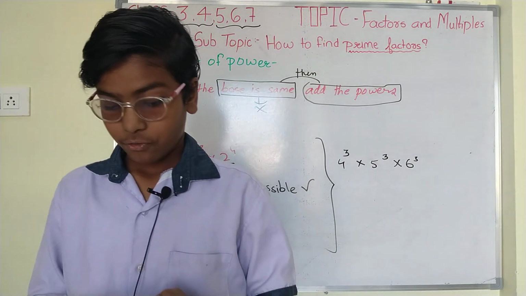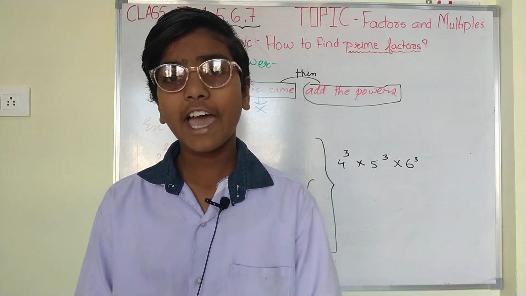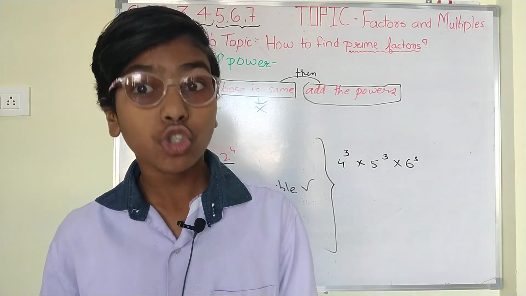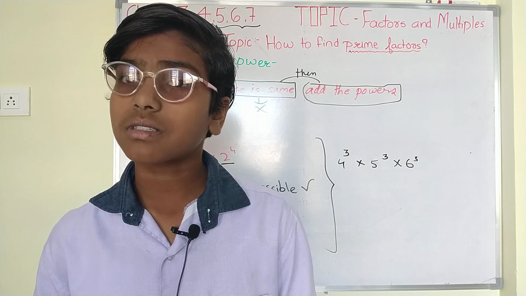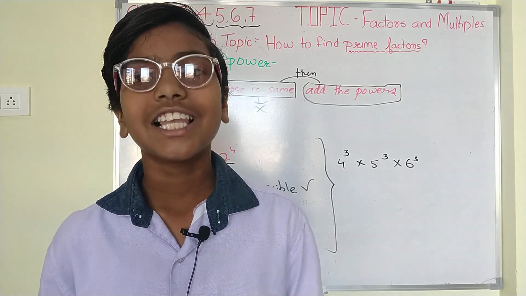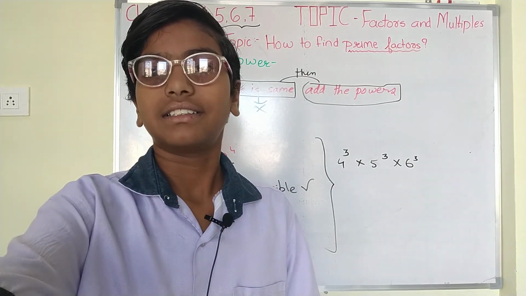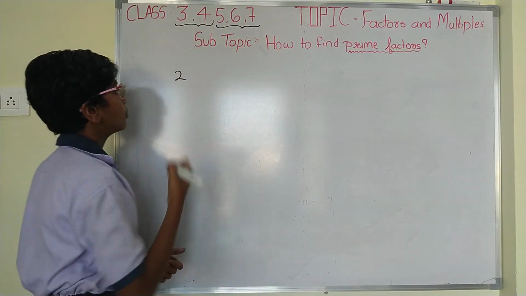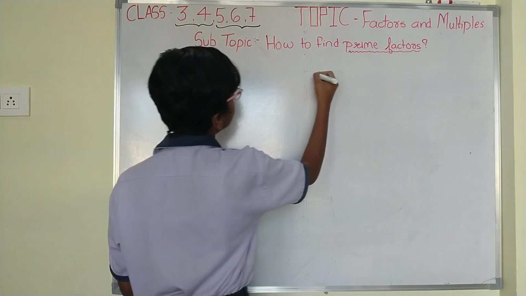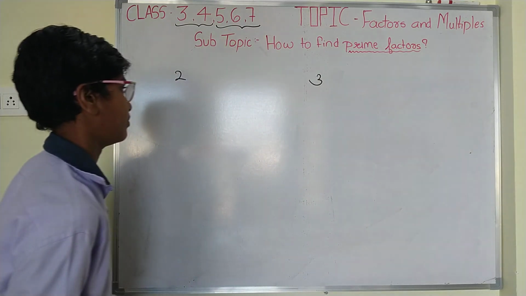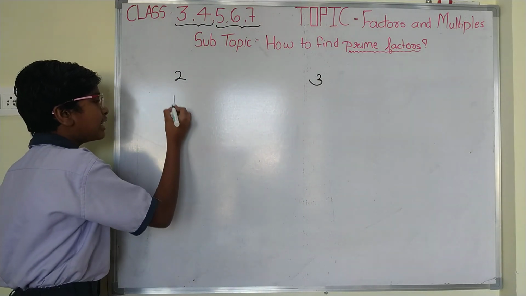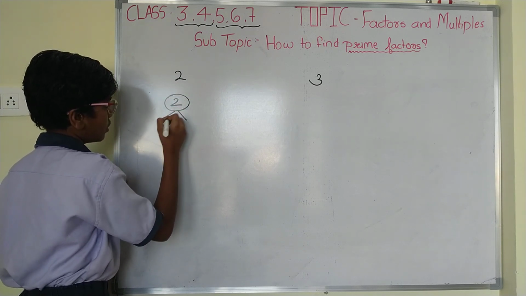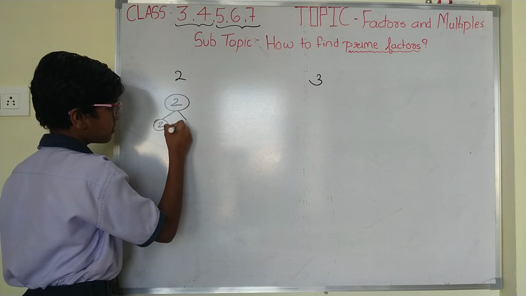Now, what if I have a number which is prime, and I want to find the factors of that number? Is it possible or not? So let's learn it with an example. 2 and 3. Let's try it with this one. 2 into 1.